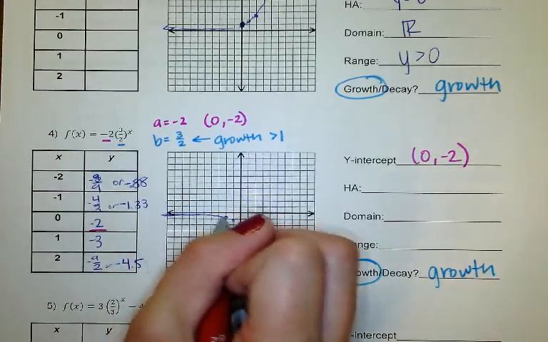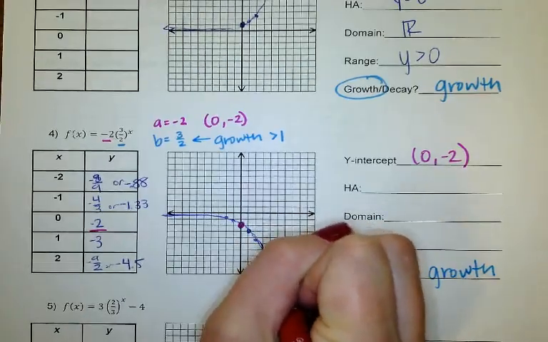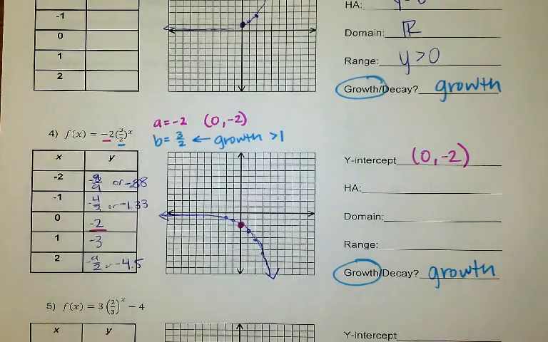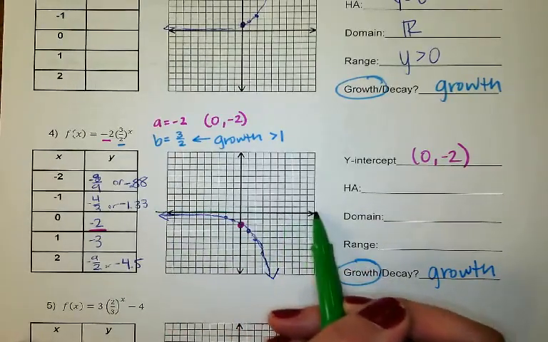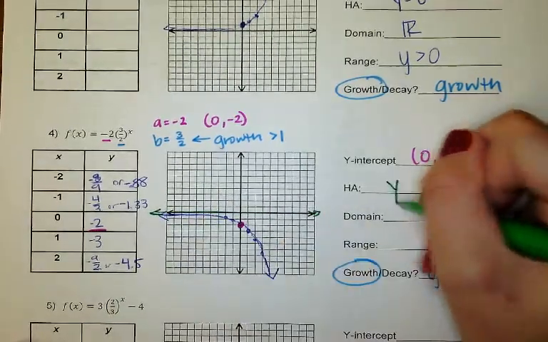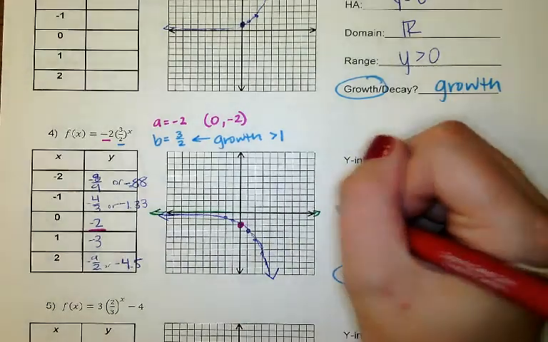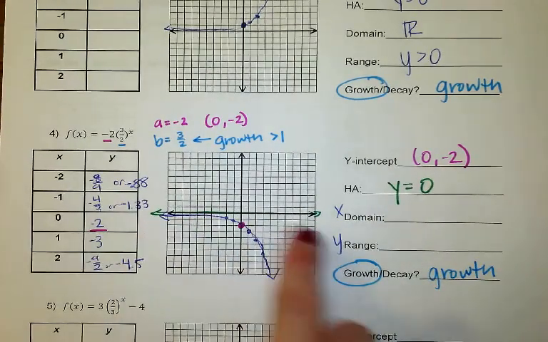Okay, so what is my horizontal asymptote? What does it get really, really close to but never touches? Yeah, 0. So my horizontal asymptote is still y equals 0. What is my domain? What are all of my x values? It's all real numbers. It goes forever to the left, and it goes forever to the right. So this one is all real numbers.